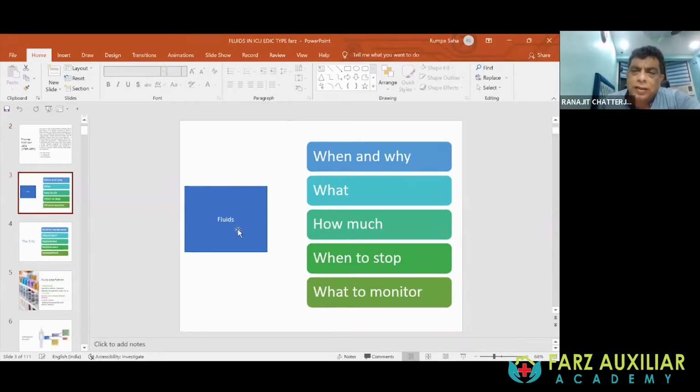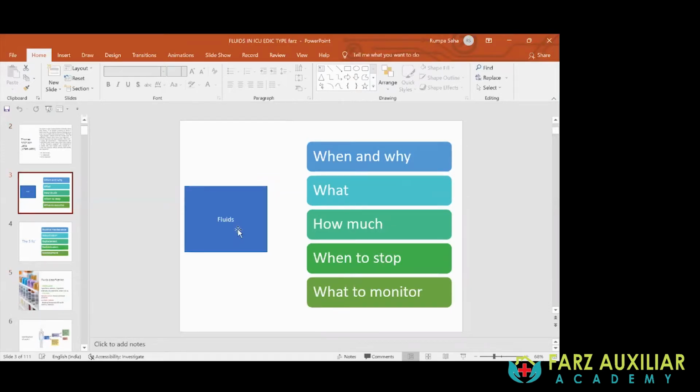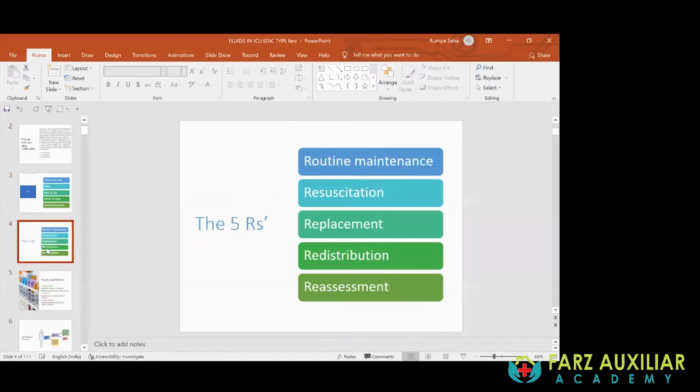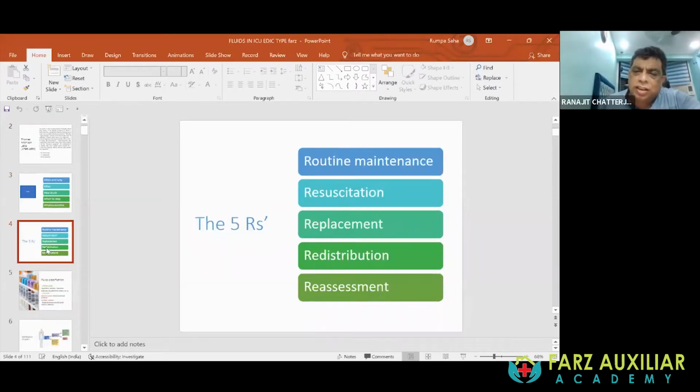But now you can see the fluids. Can you see this slide? Yes, sir. When and why, what fluids, how much, when to stop, and what to monitor. Routine maintenance, resuscitation, replacement, redistribution, and reassessment.